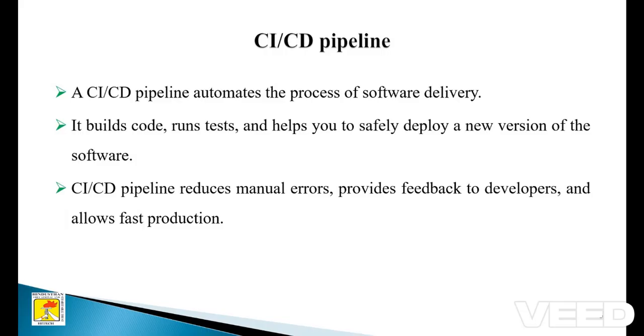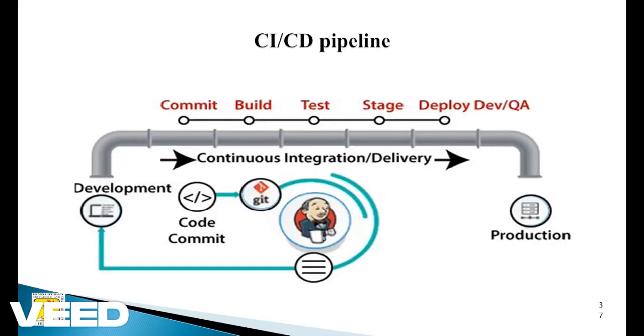Next are CI/CD pipelines. Here, the CI/CD pipeline automates the process of software delivery. It builds the code, runs tests, and then helps to safely deploy a new version of the software. It also reduces manual errors, provides feedback to the developers, and allows fast production. This is the complete process of the CI/CD pipeline. First, it commits, builds, and tests according to the stages, and last it deploys.